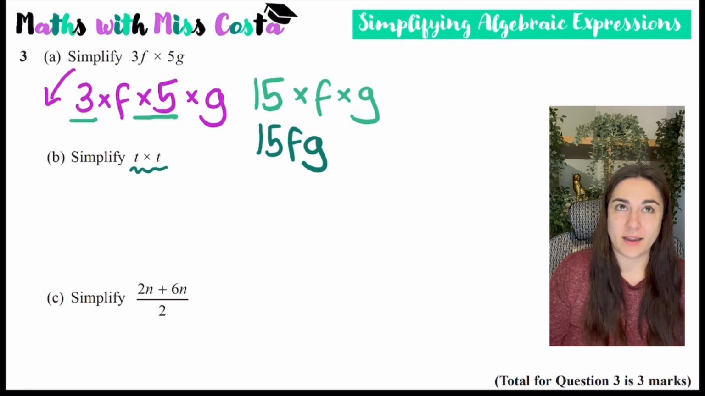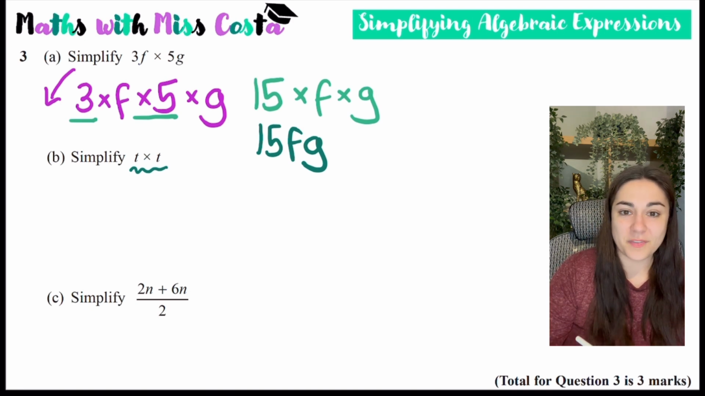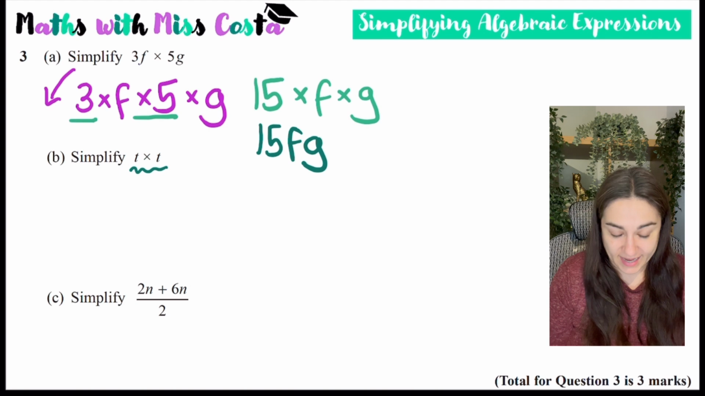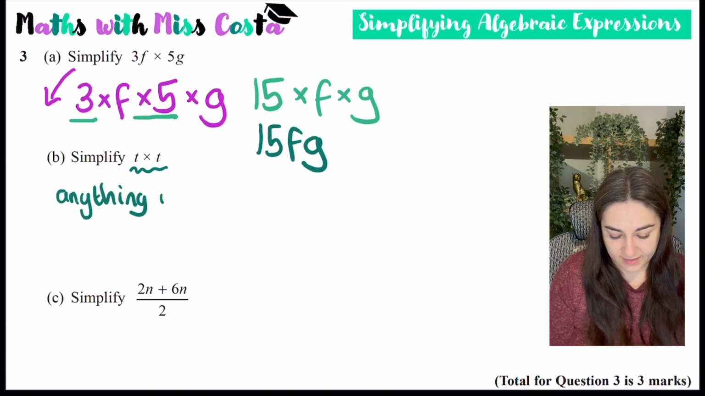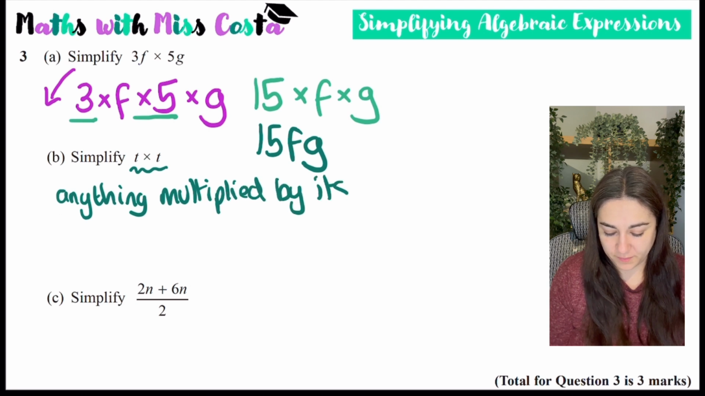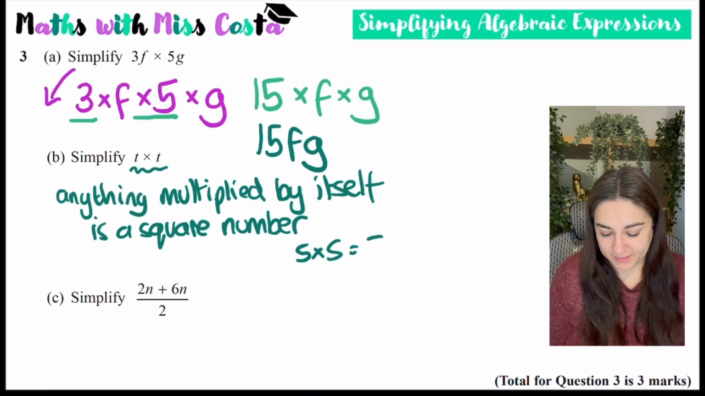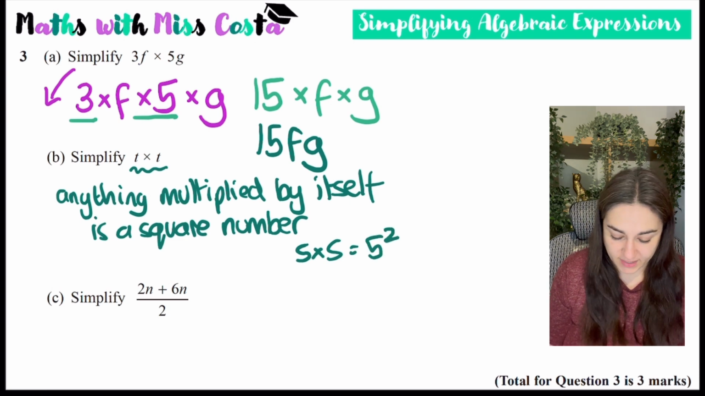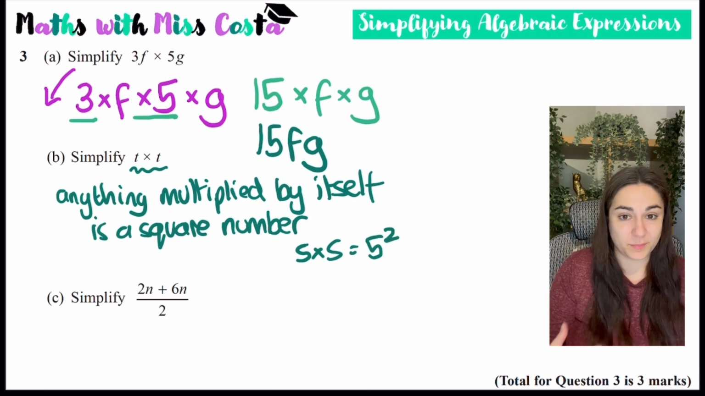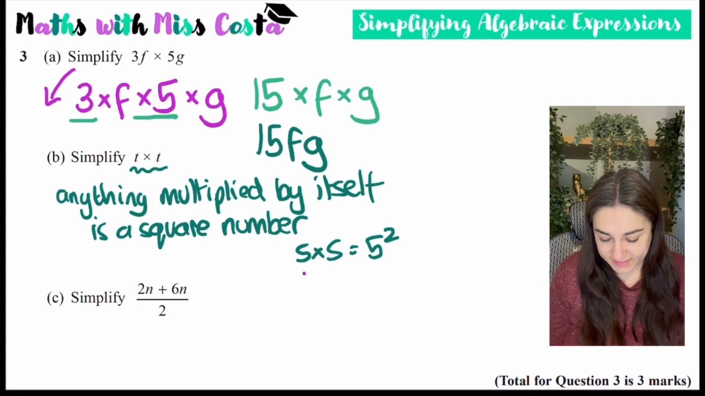Now for the next question, you've got another simplification. And when you're multiplying the same thing by itself, that's when it becomes a square number. So anything multiplied by itself becomes itself squared. So for instance, if I did 5 times 5, that's the same as saying 5 squared, which is 25. So if I follow the same logic, I can apply it to algebra. So therefore t times by t is going to give me t squared.